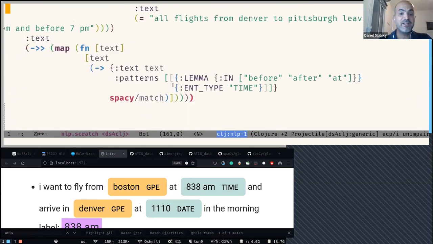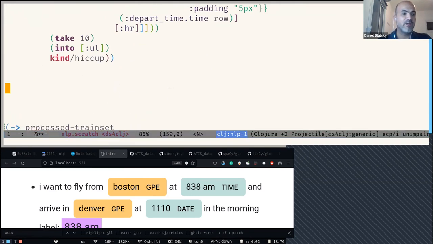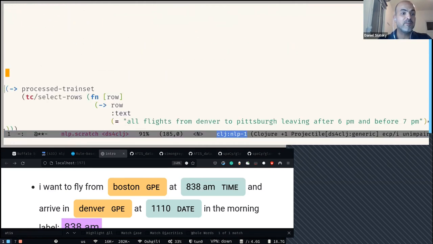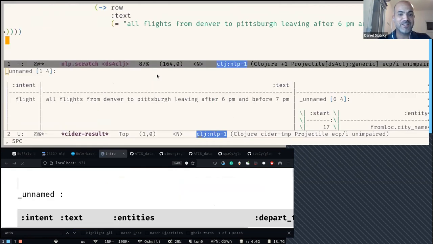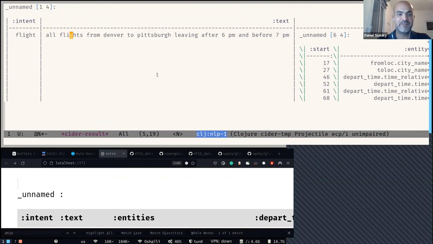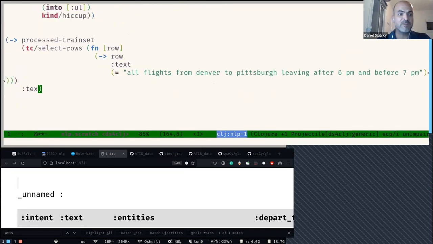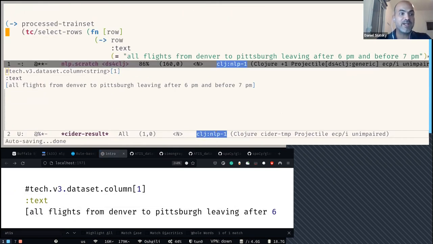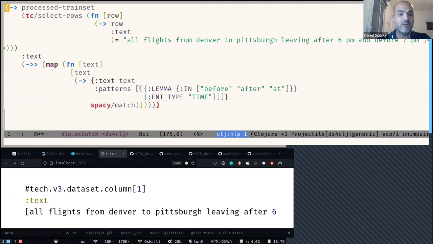And now, you know, maybe let us try something, right? So let us take our data set and just pick just one example that we saw in the text, right? So this one, this specific sentence, let us see what we can do about it. So we can pick the text part of it, which is just this text, and we can apply some pattern matching. So we can match for this pattern. So we are looking for the words before, after, or at, and then for a time entity, right? So let us see if this pattern will match this text.